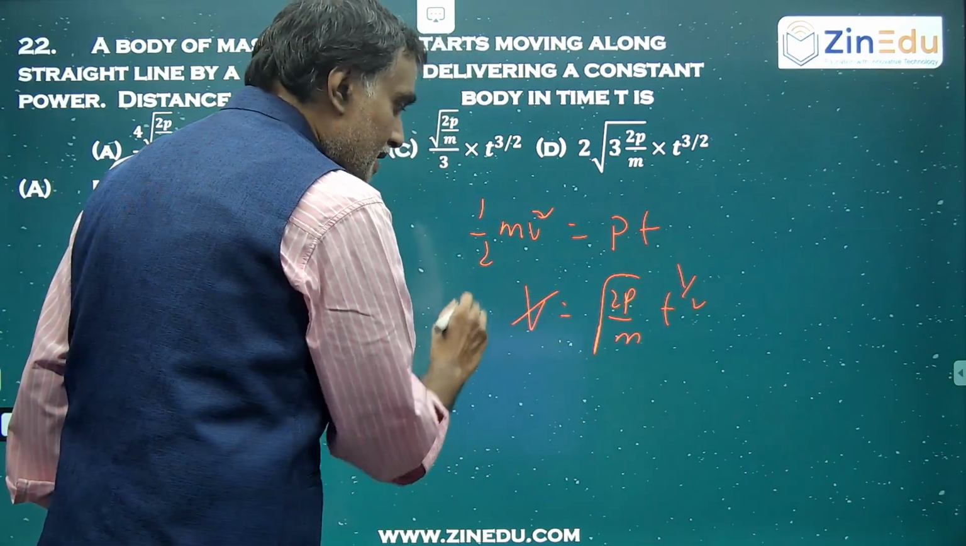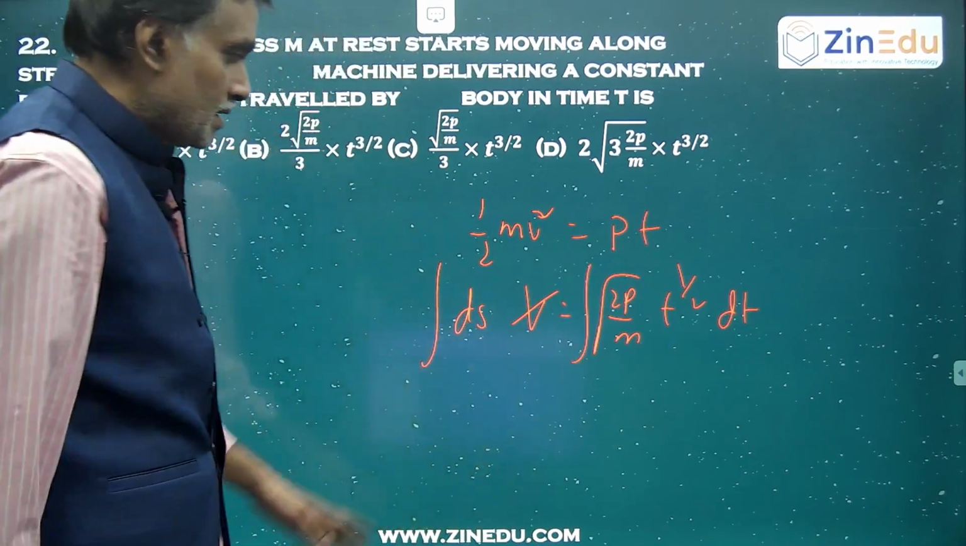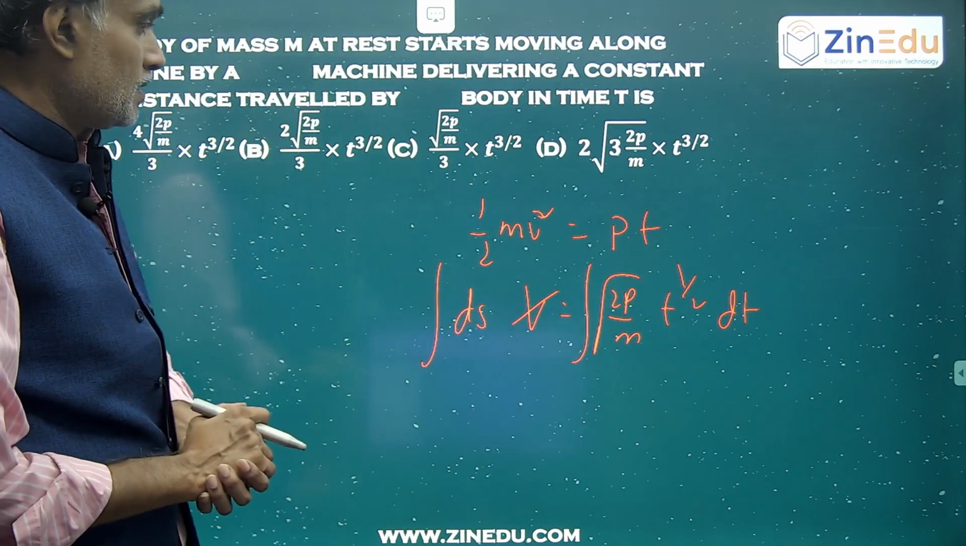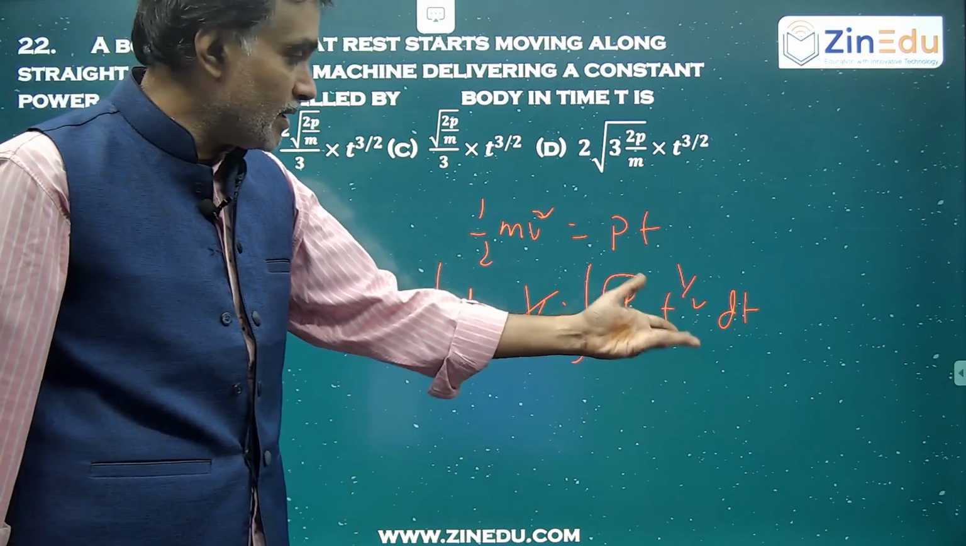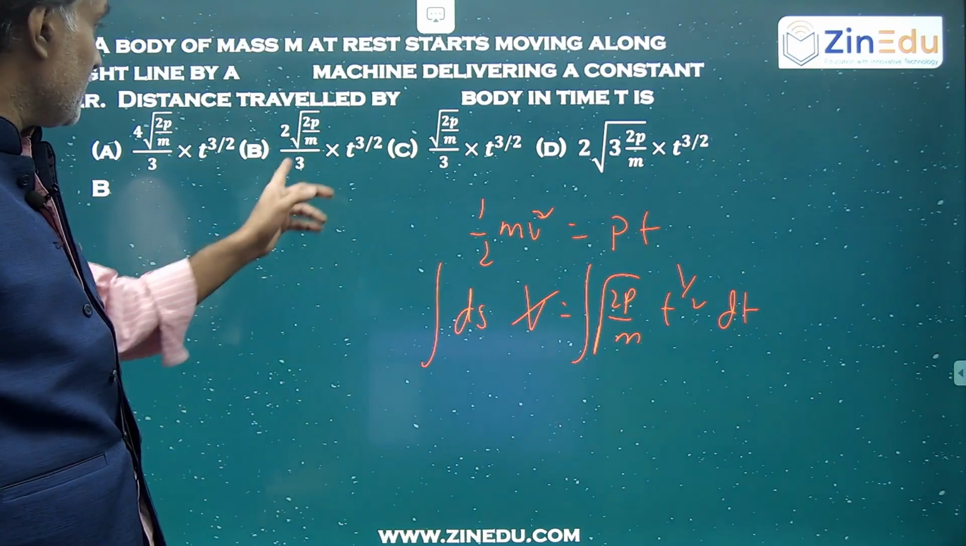You can write this as ds by dt and integrate on both sides. Then what do you get? Displacement is root of 2p by m into t to the power of 3 by 2 by 3 by 2. That's all. Answer B.